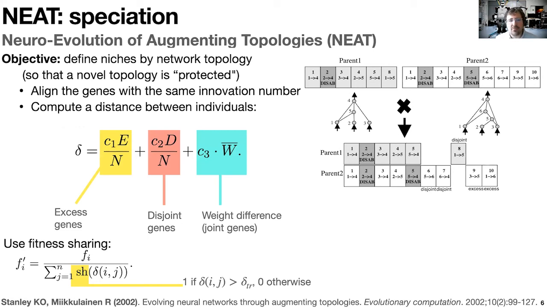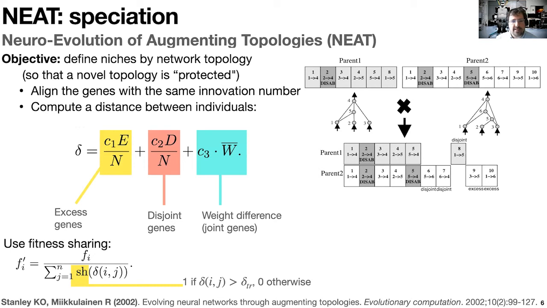And then you can do what NEAT calls innovation protection, which means that when we have a new topology, it does not really compete with the old ones. It's like in its own niche. It's competing only with things that are very close to it.